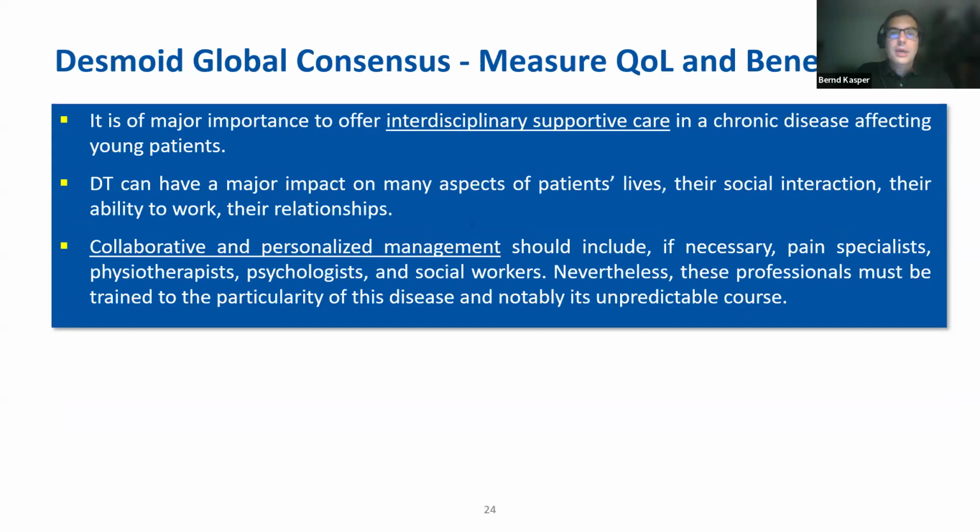The next slide is quality of life and benefit. This is rather logical. I think that it is of course important to offer the patients interdisciplinary supportive care, because this is a disease which can affect a lot of aspects of patients' life, their social interaction, their ability to work, and relationships, but I'm sure we will hear more about that in the next couple of minutes. A collaborative and personalized management is very important here, which should include pain specialists, physiotherapists, psychologists, and social workers.